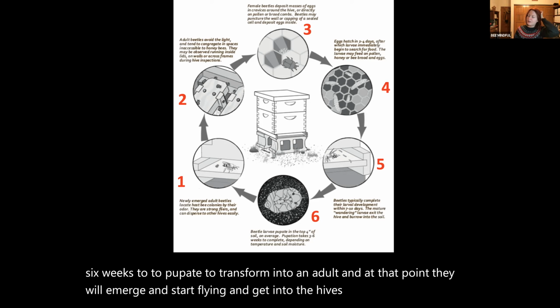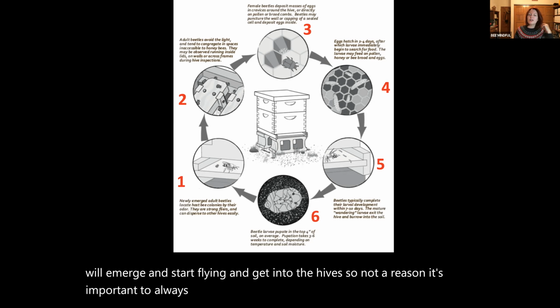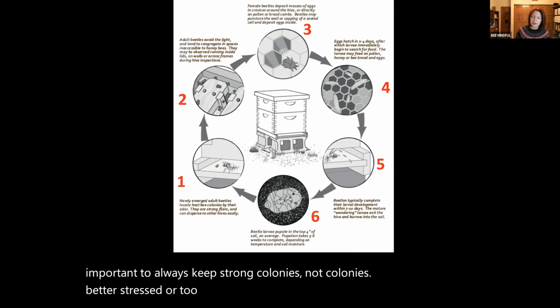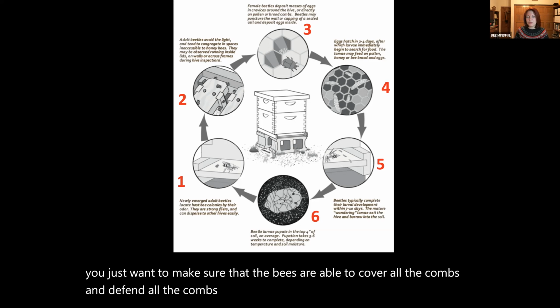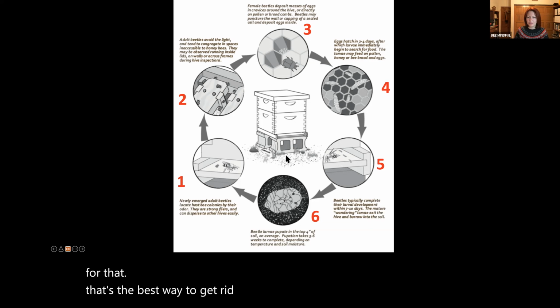So another reason it's important to always keep strong colonies, not colonies that are stressed or too small, or that don't have enough bees to defend the wax and the brood and the food and the resources in the hive. You just want to make sure that the bees are able to cover all the combs and defend all the combs. And so it's important to keep strong colonies for that. That's the best way to get rid of them, that and breaking that cycle by not letting them enter.